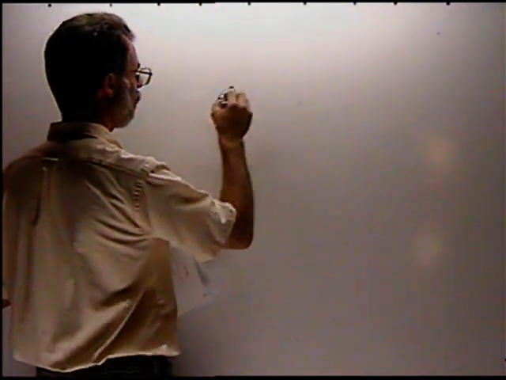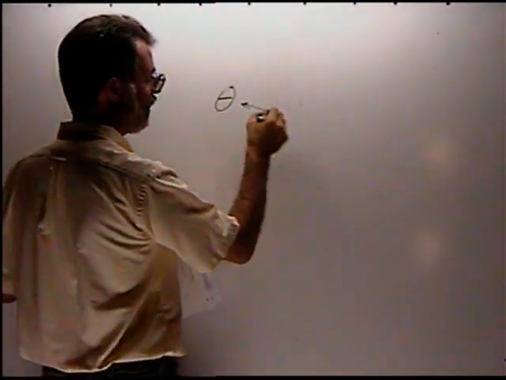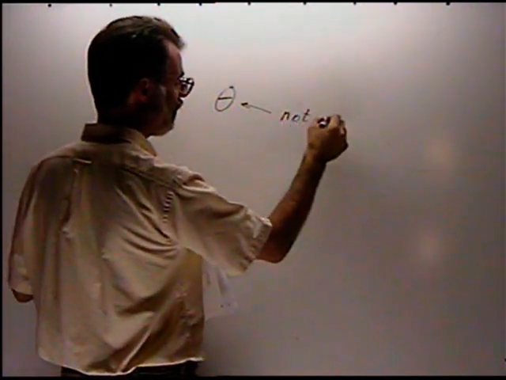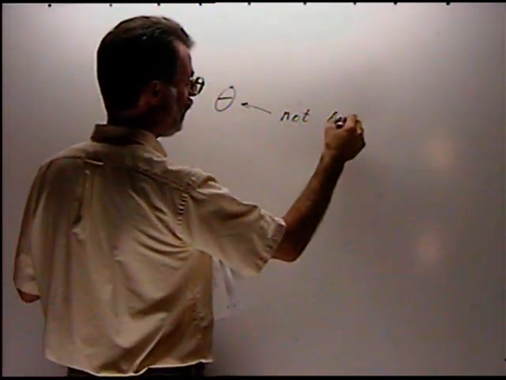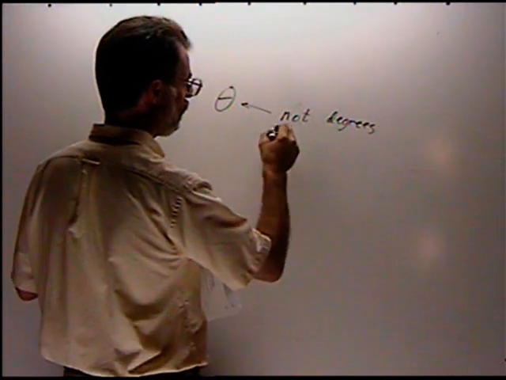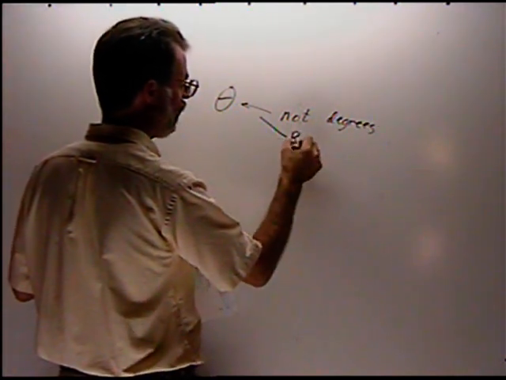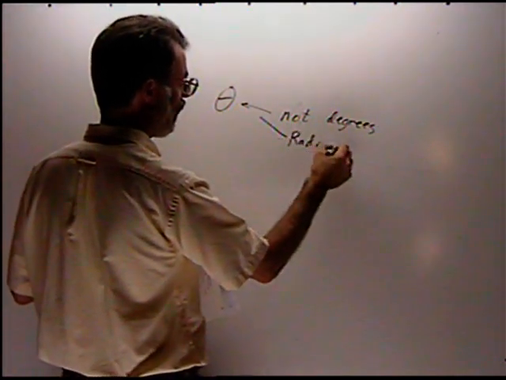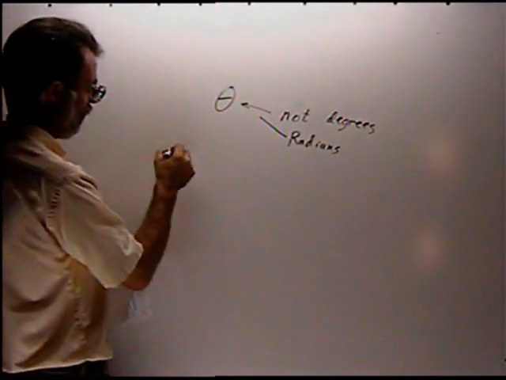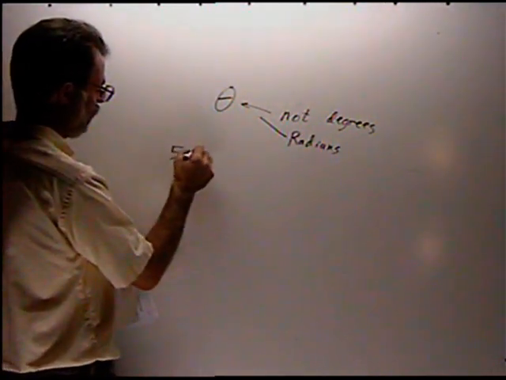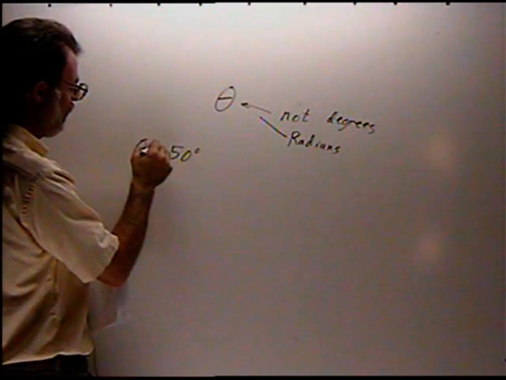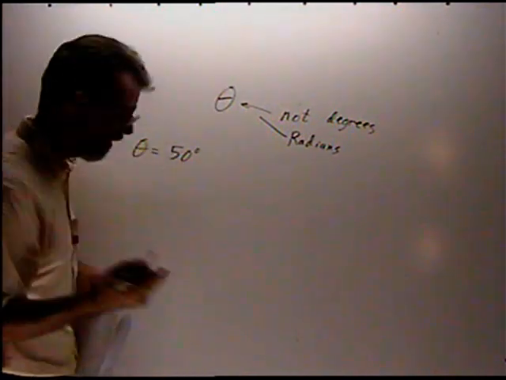involves theta. Now this theta is not in degrees. It's not degrees. This theta is radians. So make sure when you're talking about it, remember how to convert. If you have 50 degrees, if theta is 50 degrees, how do you convert that to radians?